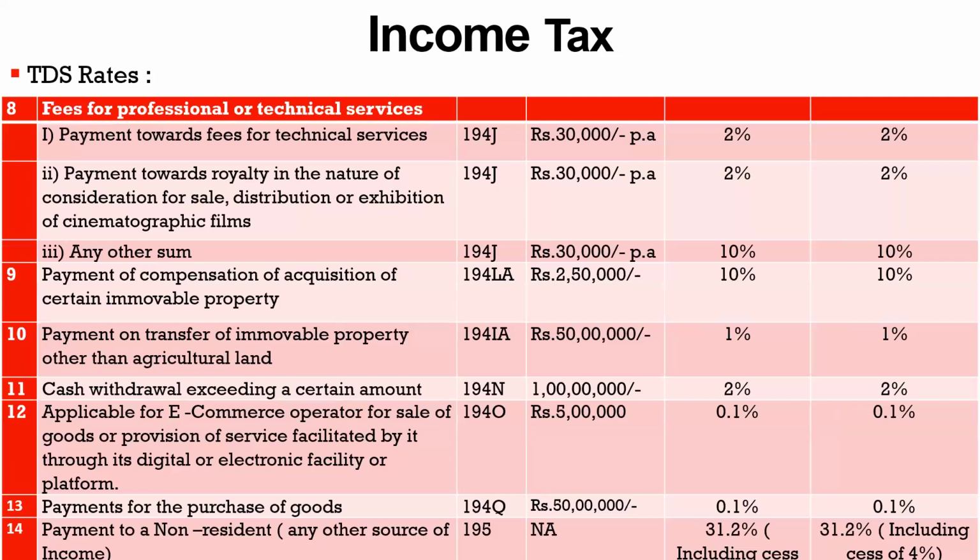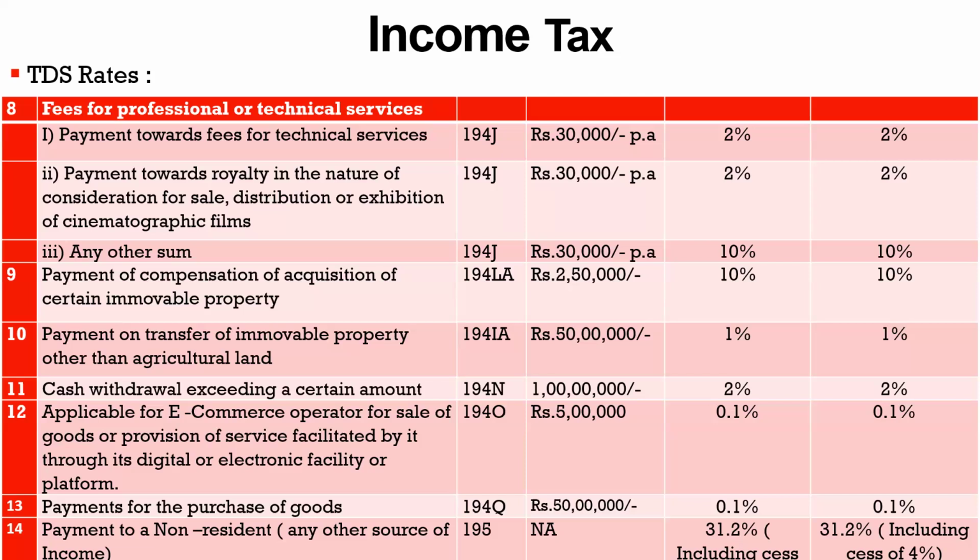194J: earlier it was a straight 10%, but in the last 2 years it has been bifurcated. For technical services it is 2%, for royalty it is 2%, and for any other sum it is 10%. Our surveyors and advocates come under the third category. Payment of compensation on acquisition of certain immovable property is 10%. In case of normal transfer of immovable property other than agricultural land, it is 1%, if the amount is more than 50 lakh.